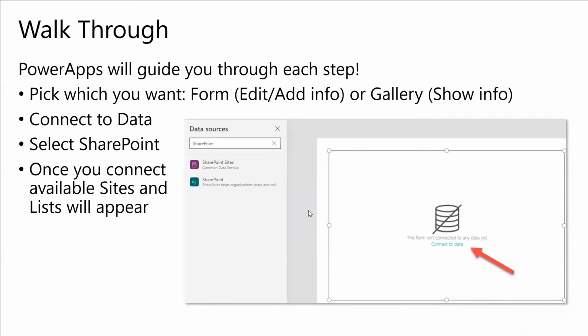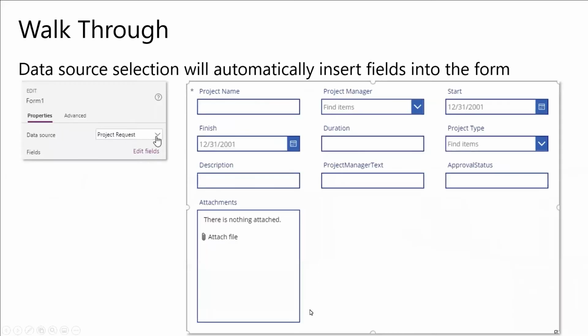Once you get into the Power App and you decide what type of form you want on the page, either an actual form or a gallery, you're going to be able to connect to data. As you can see, there's a very handy connect to data link right on that element that you've added to the page. You can select SharePoint, and then from there you're going to be able to select the URL for your SharePoint site and then the list on that site. Data source selection will then be on the right. Once you select the source, it is literally going to be that simple. All of the fields are going to appear on the page.